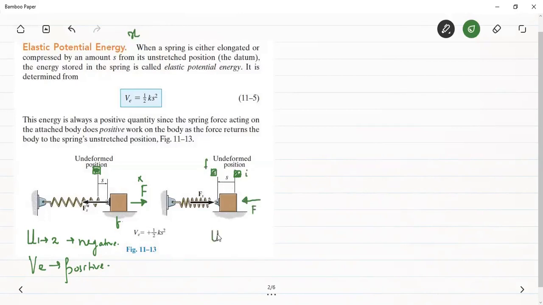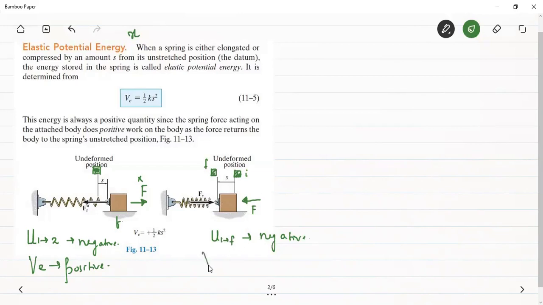Again, you can see that the work done from moving from the initial to the final position will be negative. The work done by the spring force, because the spring restoring force will be in the positive direction. The displacement is in the negative direction and the restoring force of the spring is in the positive direction. Therefore, the work done will be negative.